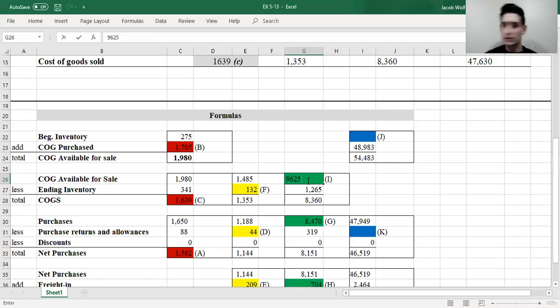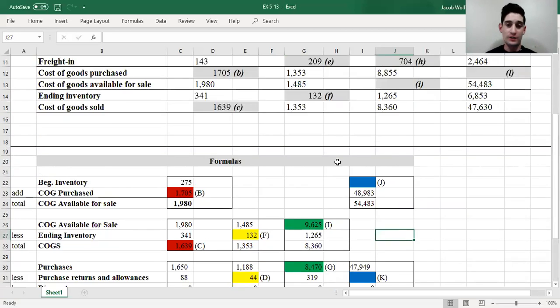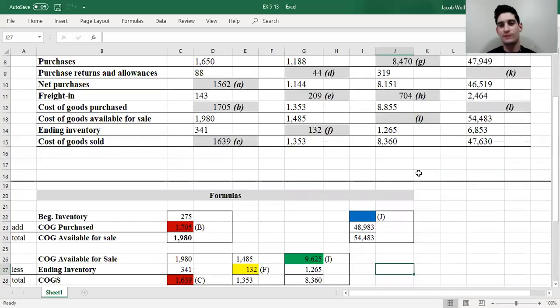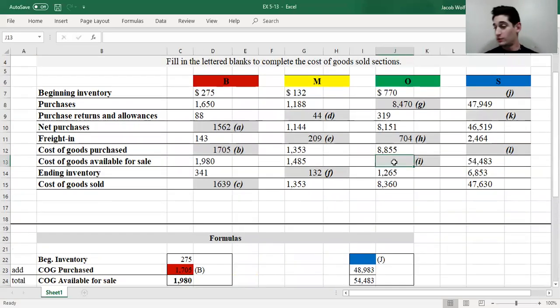So that is our value for I for the cost of goods available. You can take that 9,625 and subtract 1,265, and that's 8,360. I just always like to check it, just to make sure that my algebra is adding up. So for that I value, we have 9,625.